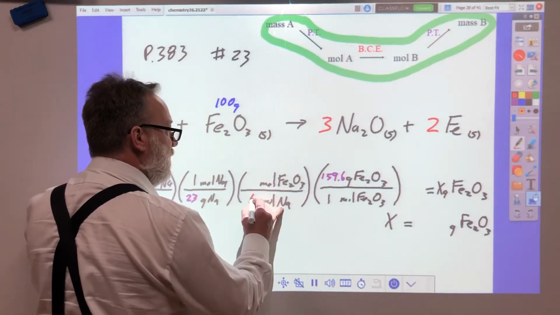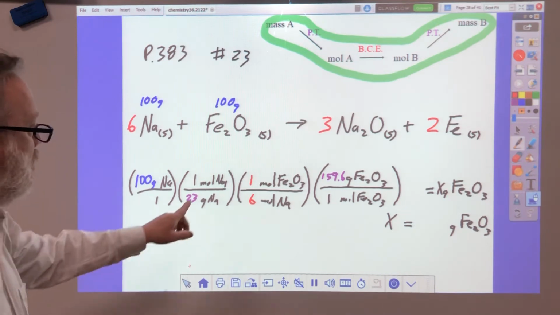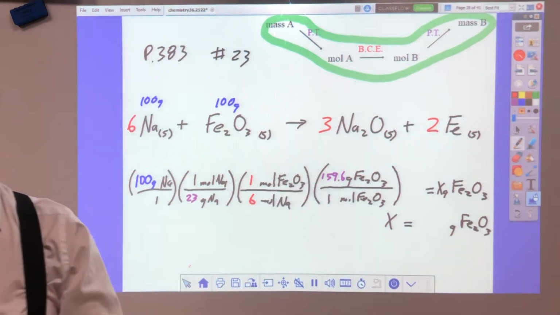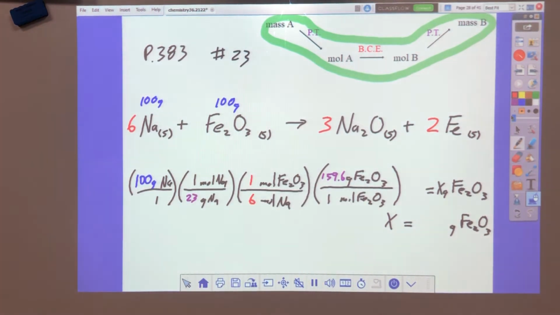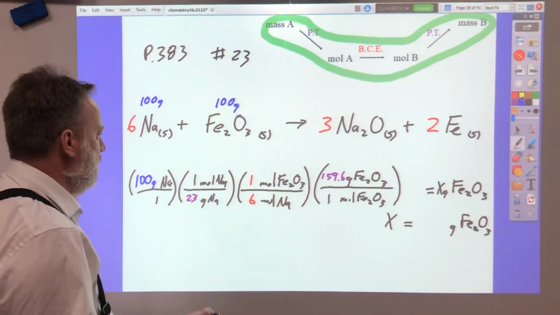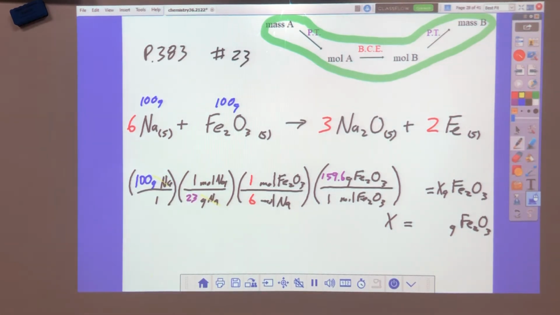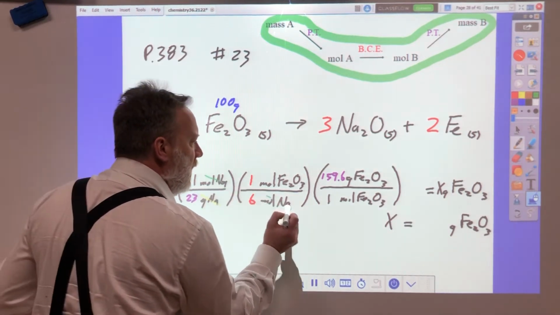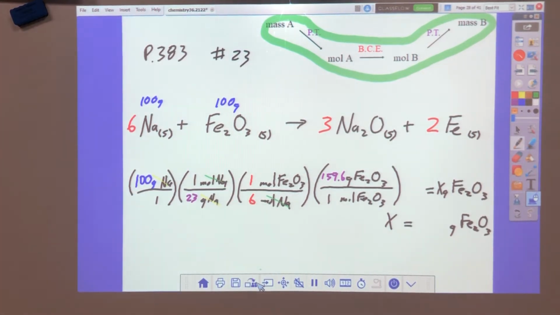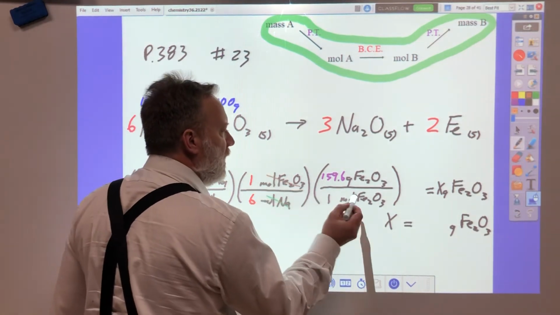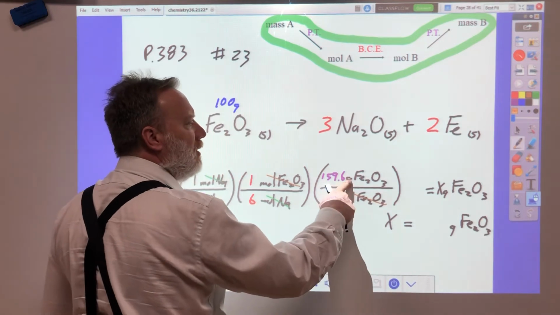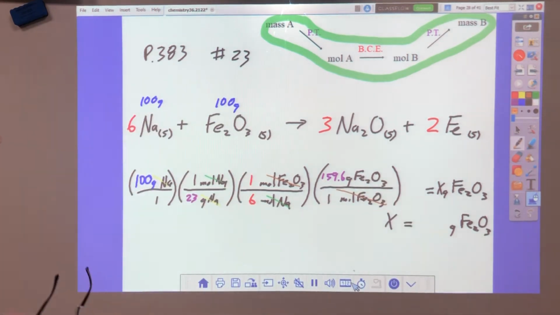This takes care of it. So we have 6 and 1. Make sure you have all your words and letters and numbers in there. Okay? Because I have people leave them out, and then guess what? They're the ones that don't know how to do it consistently. Grams in A cancels grams in A. Moles in A cancels moles in A. Mole iron 3 oxide cancels mole iron 3 oxide. The only unit left is grams iron 3 oxide.